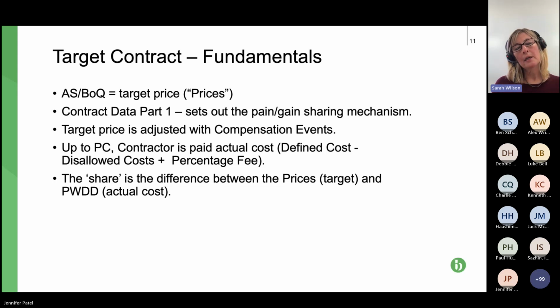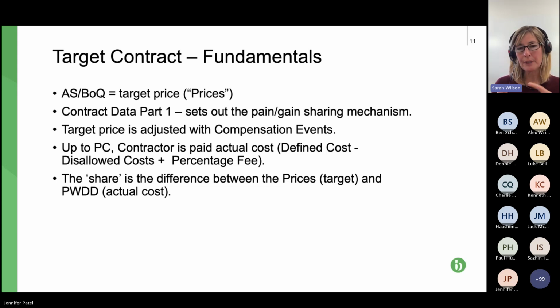Third bullet point, target price adjusted. That's the prices adjusted with compensation events. Check, we've covered that. And then I said that I would come back to how the contractor or subcontractor is paid as they go through the project and carry out the work. Up to PC, so up to completion, what the contractor is paid is the defined cost, that is a defined term in the contract, minus the disallowed cost, plus the percentage fee.